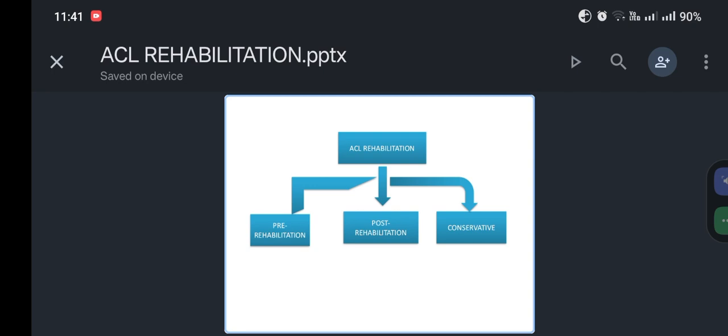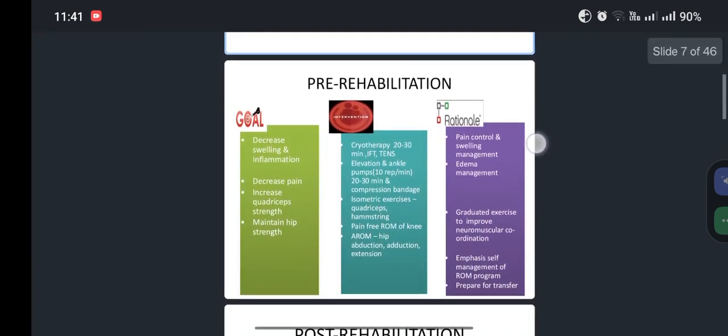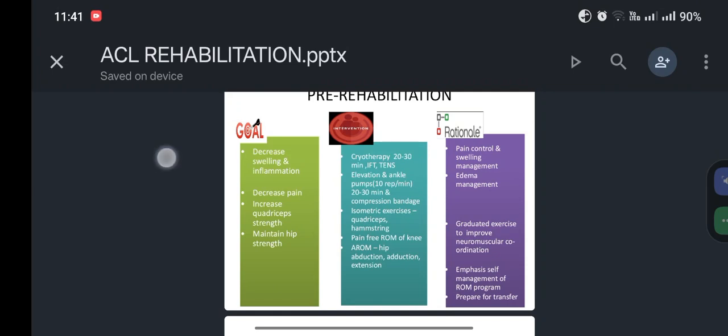Second one is post rehabilitation, that is after arthroscopic repair of the ACL tear. The third one is conservative. So we'll see one by one. First will be the pre-rehabilitation.